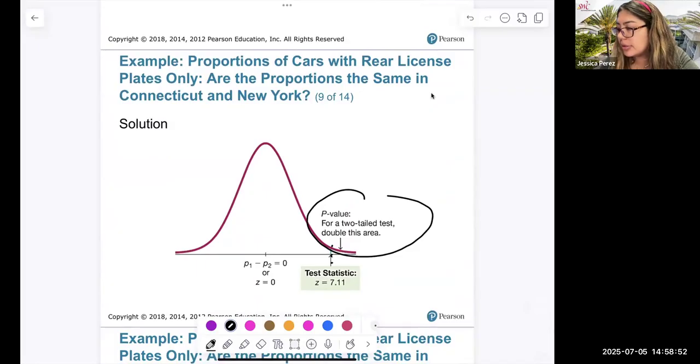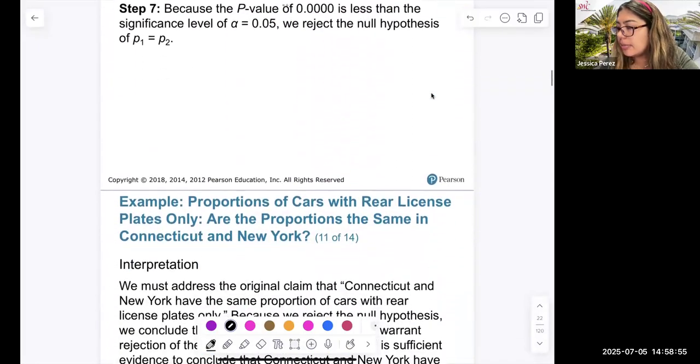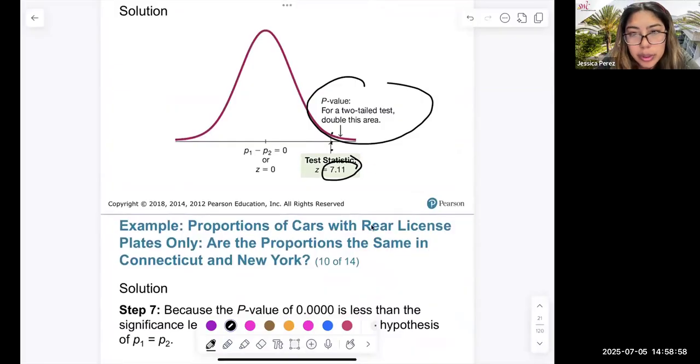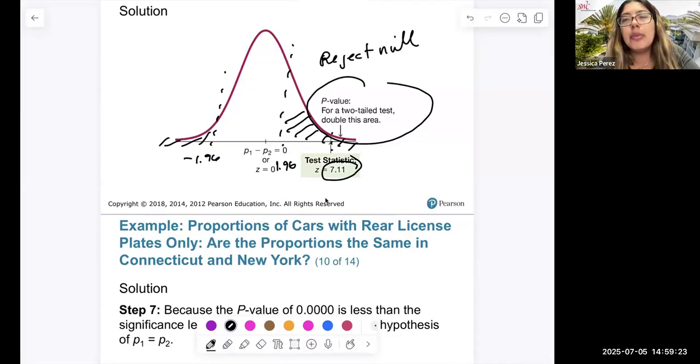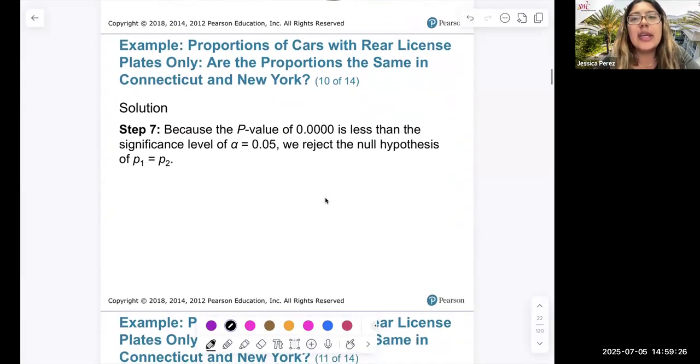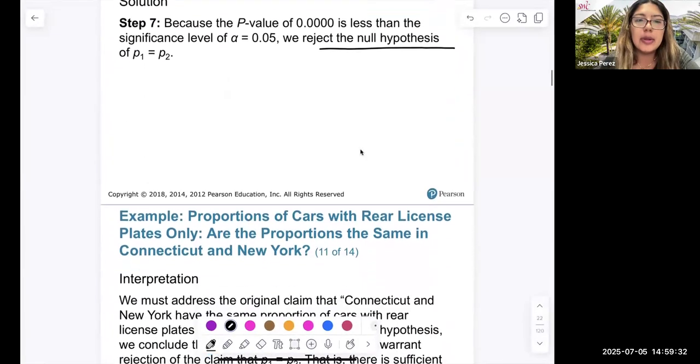This is a two-tail test. There's our test statistic. We are going to be inputting 1.96, the positive and the negative. So let's say this is 0, negative 1.96, and then we have 1.96, and we shade the region. We identify the test statistic is inside my region. That means, again, we are going to reject the null. So in both cases, we're supporting the claim. Because the p-value is less than alpha, we reject the null of p1 equal to p2.